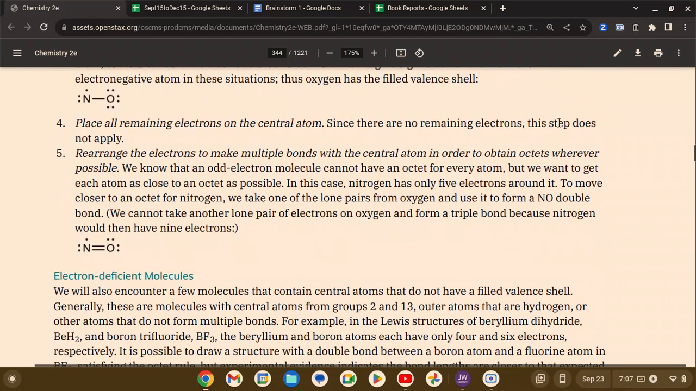5. Rearrange the electrons to make multiple bonds with the central atom in order to obtain octets wherever possible. We know that an odd electron molecule cannot have an octet for every atom, but we want to get each atom as close to an octet as possible. In this case, nitrogen has only 5 electrons around it. To move closer to an octet for nitrogen, we take one of the lone pairs from oxygen and use it to form an NO double bond. We cannot take another lone pair of electrons on oxygen to form a triple bond because nitrogen would then have 9 electrons.